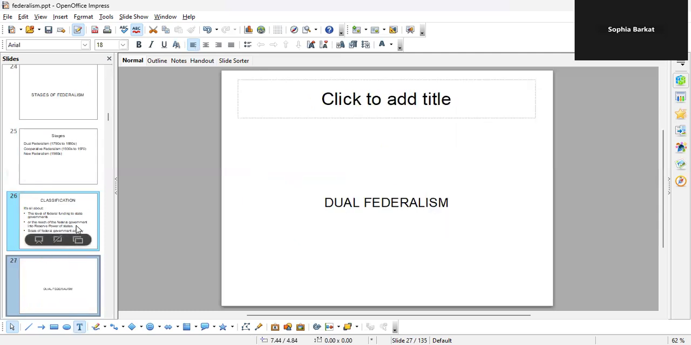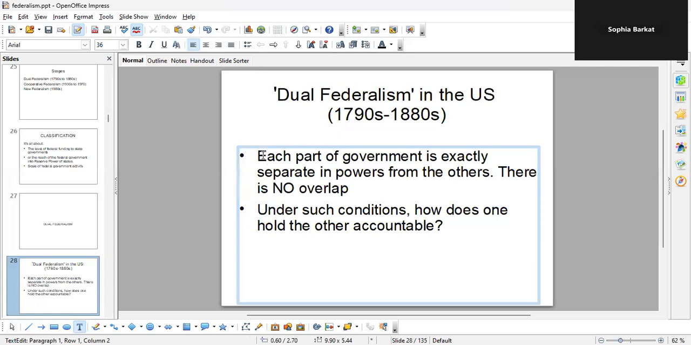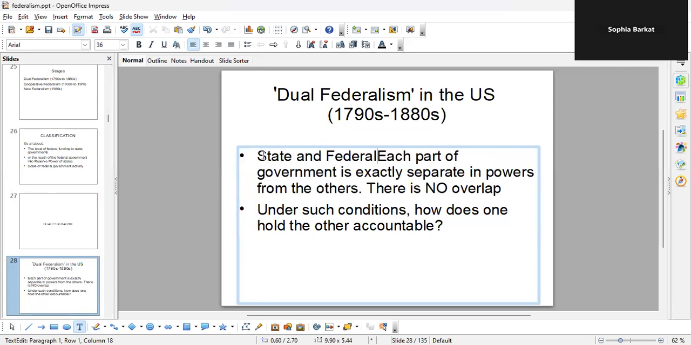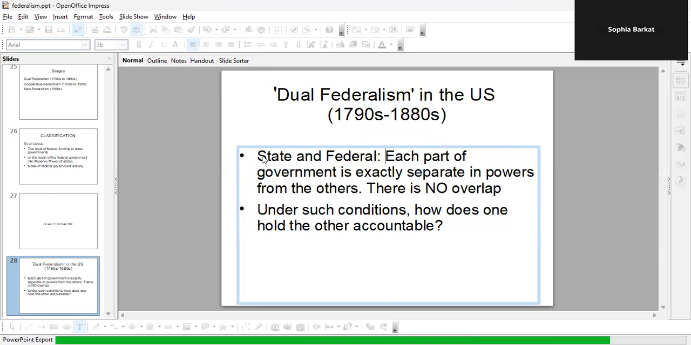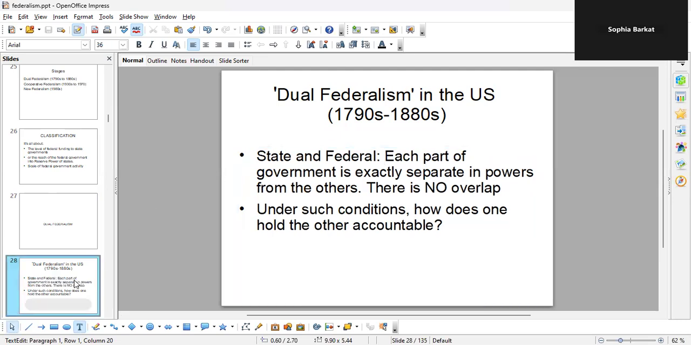So, dual federalism. Dual federalism in the US is from 1790s to 1880s. Each part of government is exactly separate in power from the states, meaning that when it comes to state and federal, each part of government is equal. Under such conditions, how does one hold the other accountable? And we talked about that, right? At some point, there has to be a confusion or sharing and overlapping going on.